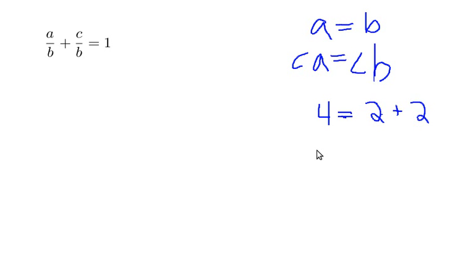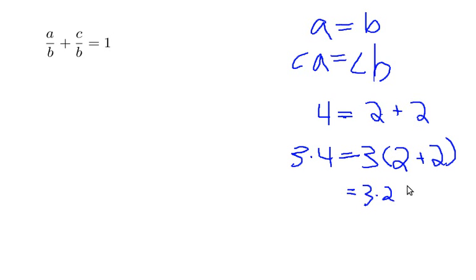So we can multiply both sides of this equation by, say, 3. So we'll have 3 times 4 equals 3 times (2 plus 2). You can distribute this out, and we'll have 3 times 2 plus 3 times 2, and you have 3 times 4. So this turns out to be 12. 3 times 4 is 12. That does not look like a 2 at all, does it? And then 3 times 2 equals 6, plus 3 times 2 equals 6, so 6 plus 6 is 12.